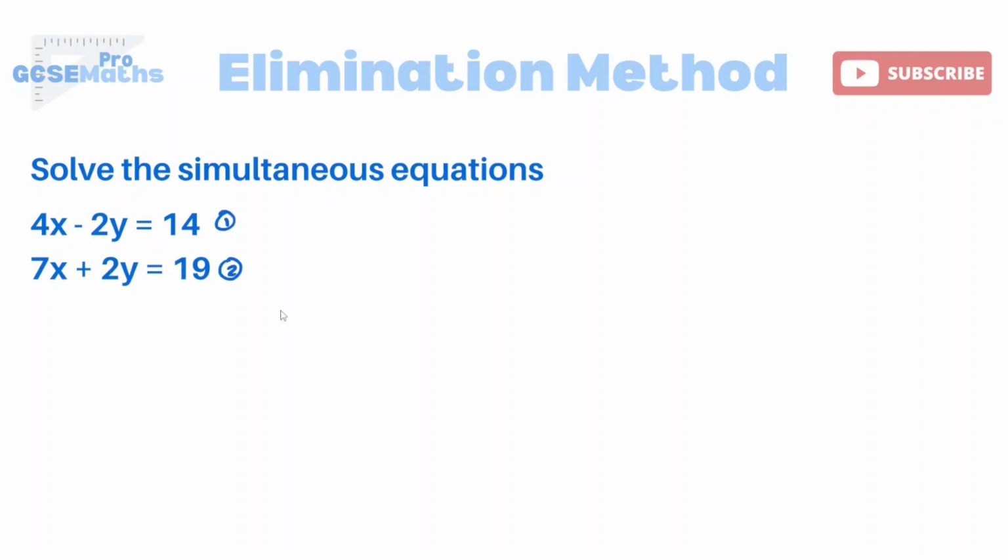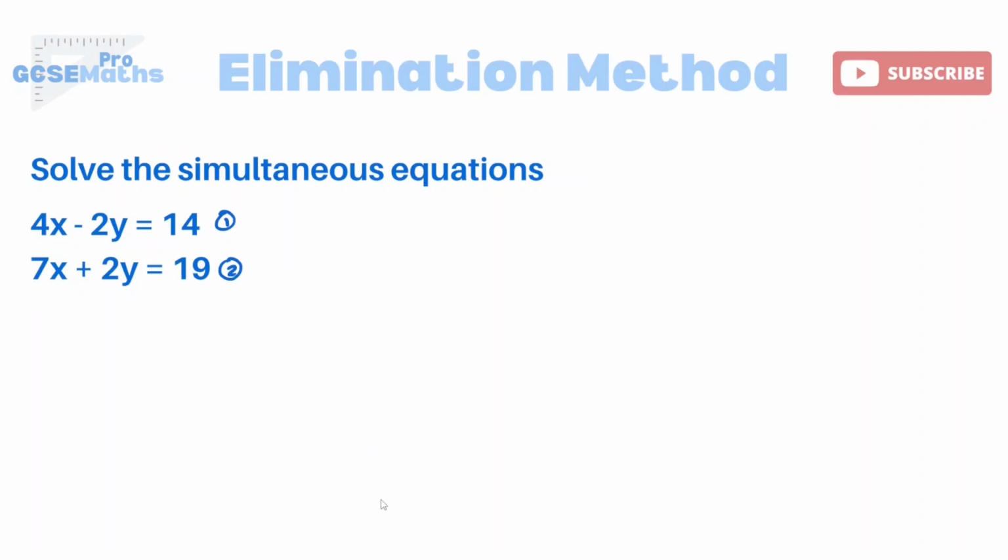The elimination method, it's kind of in the name, we're going to eliminate one of the letters first. So you're going to have a little look at your simultaneous equations. You're going to see, right, okay, we're going to focus on the coefficients of x and y. The coefficient is the number in front of the letter. So for example, 4, 7, and this is -2 and +2. These are all coefficients, right?